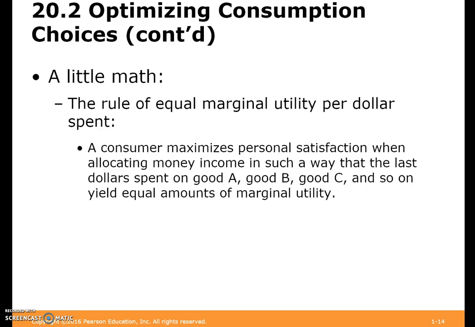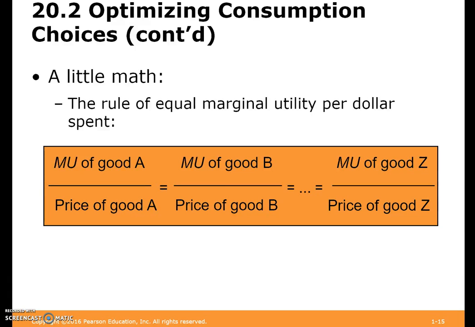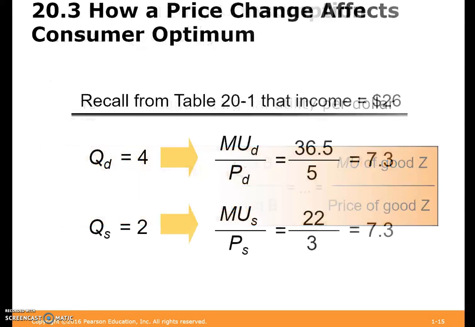A consumer maximizes personal utility or satisfaction when allocating money income in such a way that the last dollar spent on good A, good B, good C, good D, and so on yields equal amounts of marginal utility. So the statement here is that all the marginal utilities per dollar are equal.